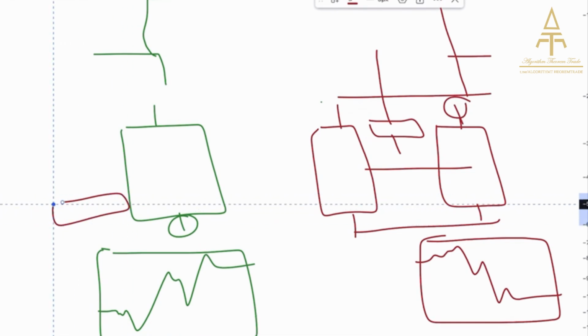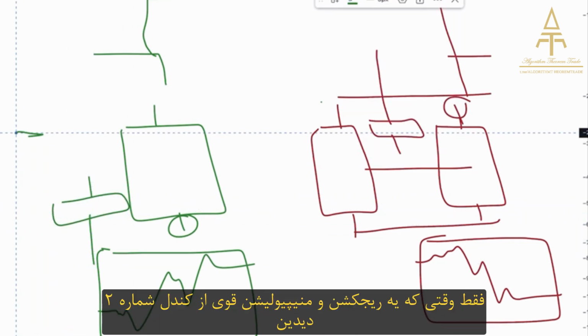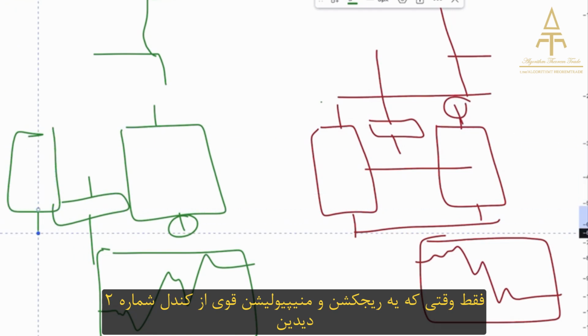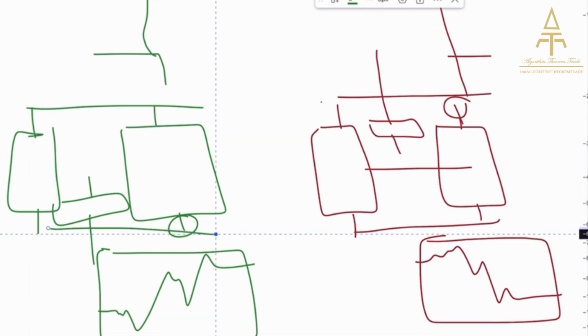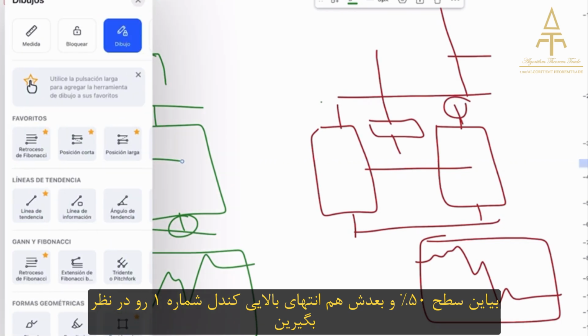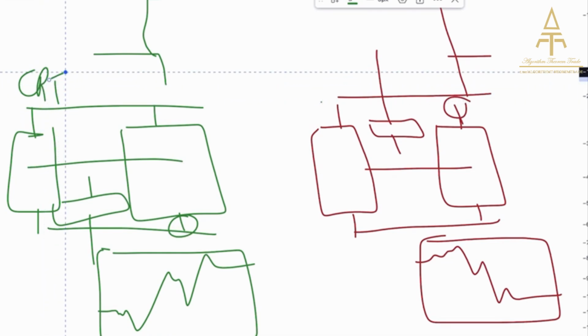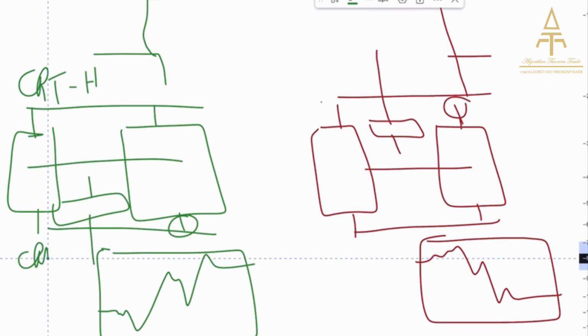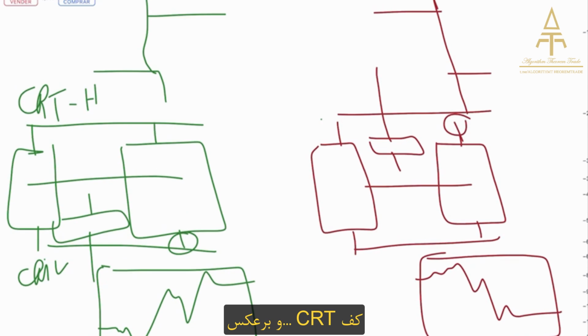Same over here. Buy below the open of 3 only after you see a strong rejection and manipulation of candle number 2, targeting 50% and the high of candle number 1, right? CRT high, CRT low, and vice versa.